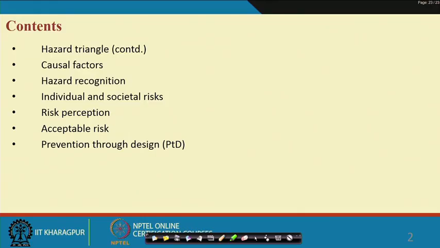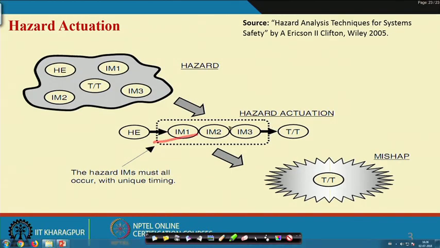We have already completed a few, for example, hazard elements. What are the things I have completed? I can say that hazard element, initiating mechanism, target and threat, and then this hazard triangle part we have completed. And with an example, we have also seen how to write or describe a hazard, where hazard element, initiating mechanism, target, threat all will be included, and the sequence also will be discussed. That is what we have discussed, and I told you that this is nothing but the hazard actuation.